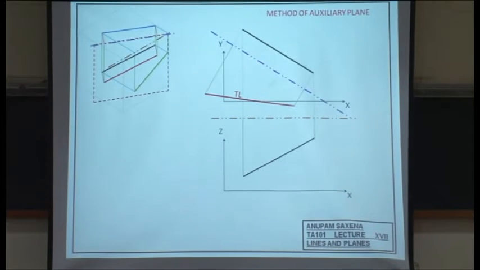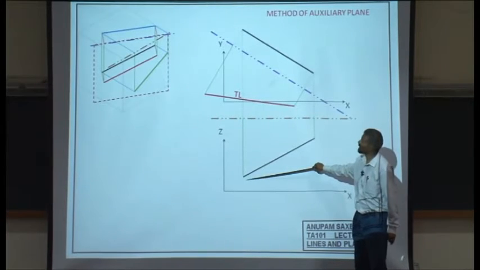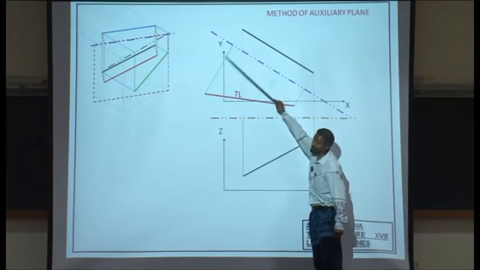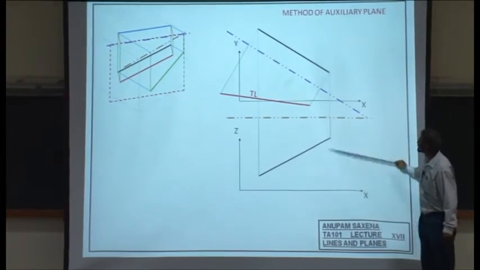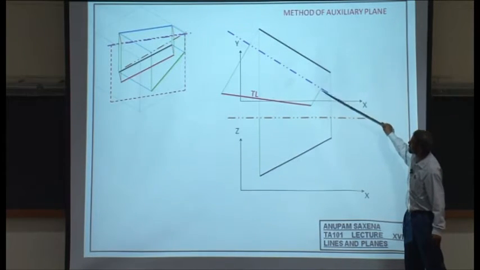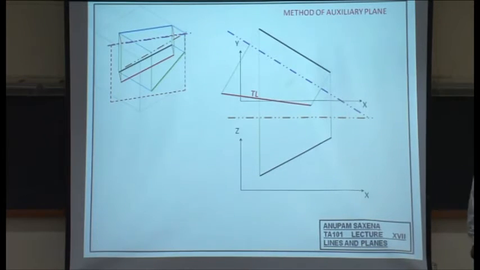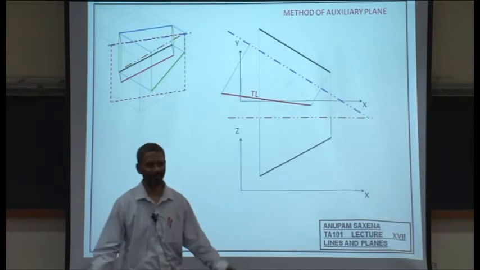Step number 3. Measure this distance and mark a point on this projection with the same distance as this. Number 4. Measure this distance, mark this point over here on this projection line with the same distance. Step number 5.